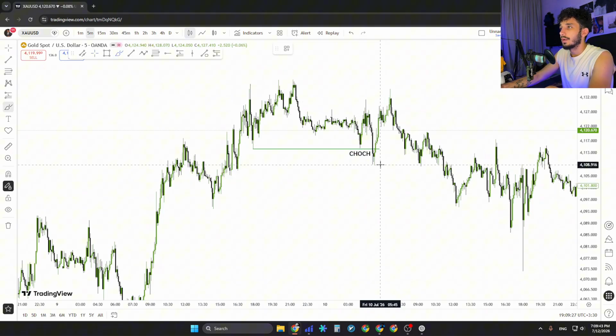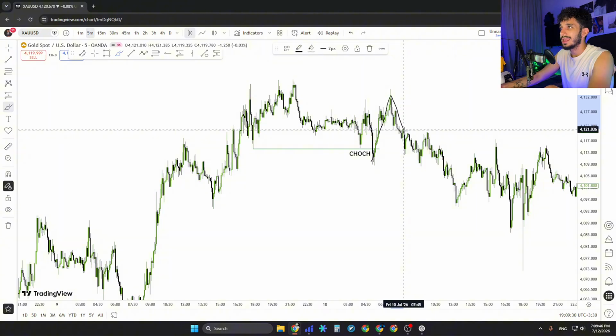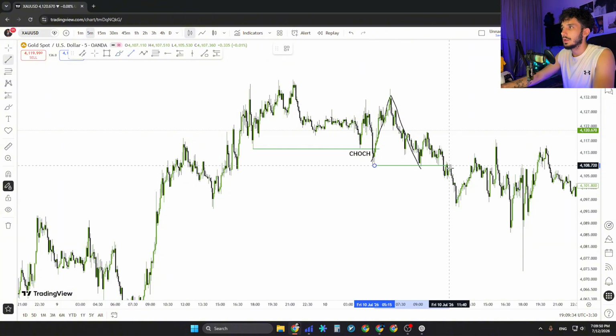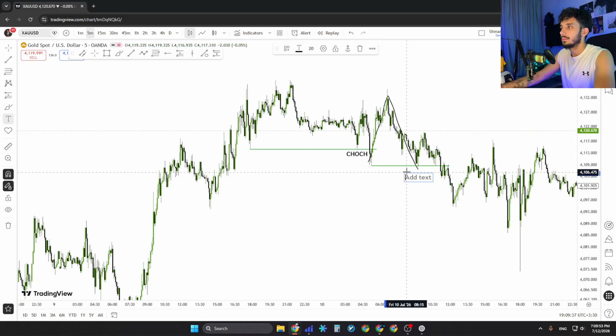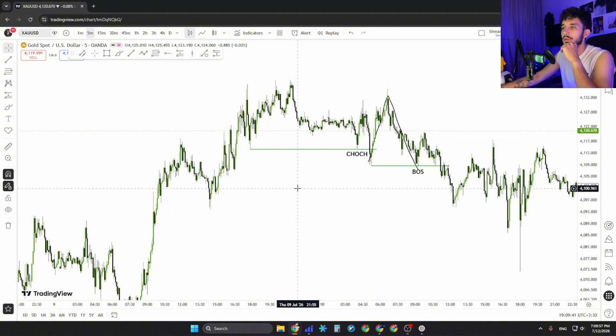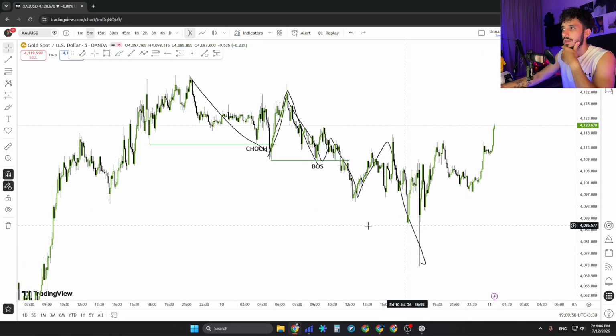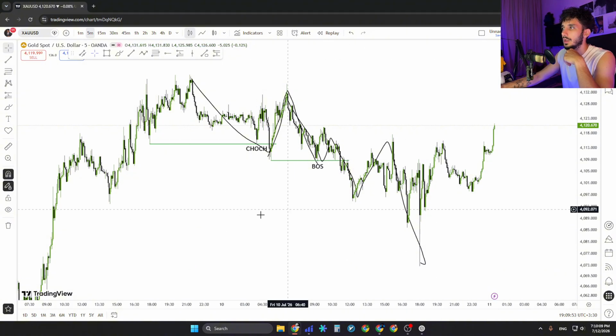But after that, price just moved on and moved back down. And here we have a BOS. And after this BOS, we can consider this as a downtrend. You see? And after that, we have the same situation for an uptrend.